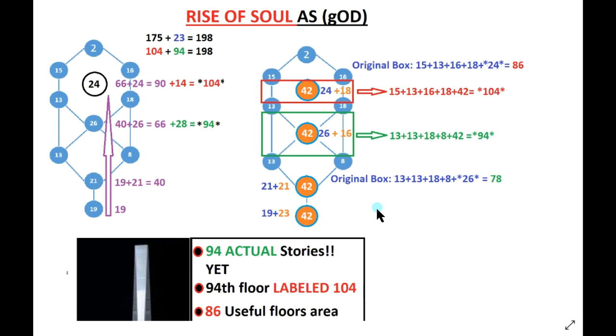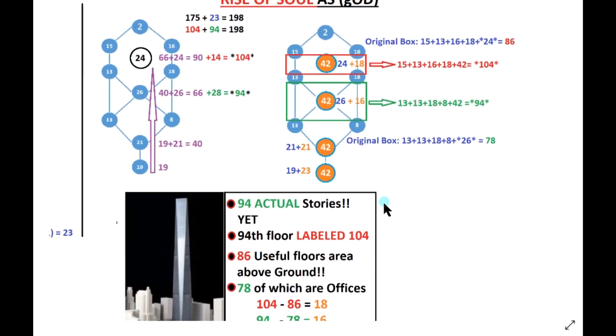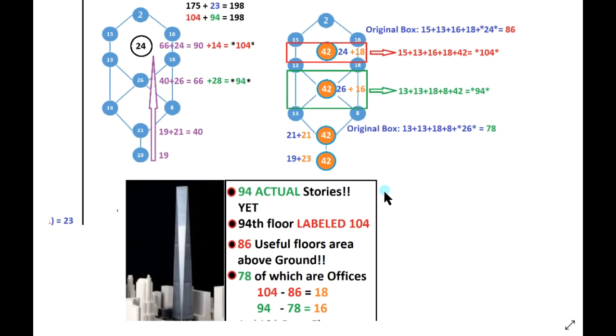And I need to remind you again, and here we spoke about it before, that the green box, which is 94, in its original form, it's what? 78, as you can see in the blue line, 78. Now, 78 is what? The actual number of floors that is occupied for what? The offices. And 86 is the useful area above ground, useful floor above ground. So you have even the design of the One World Trade Center based on what?